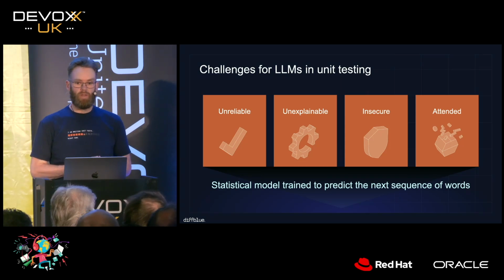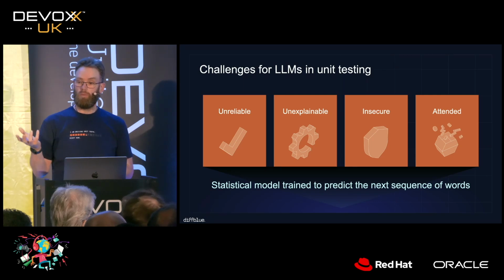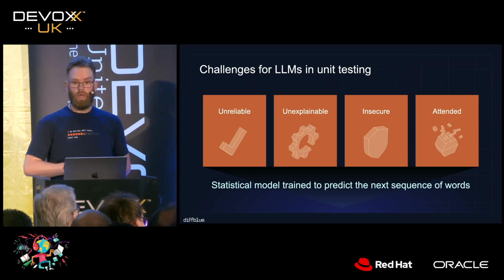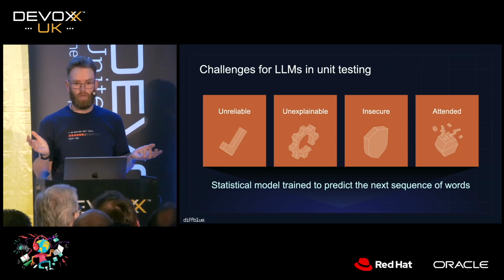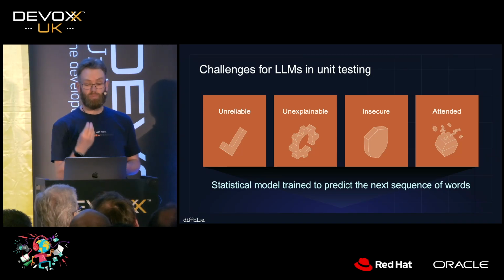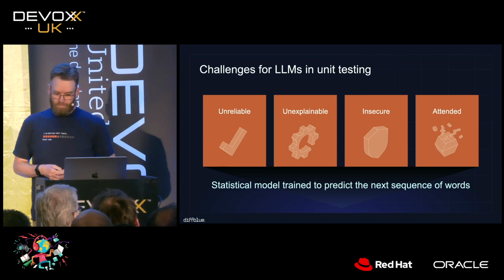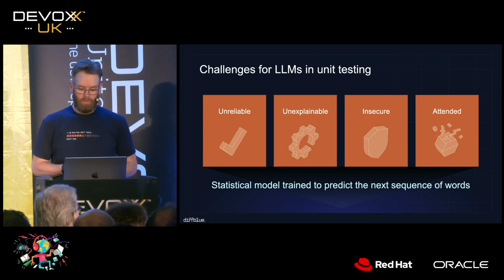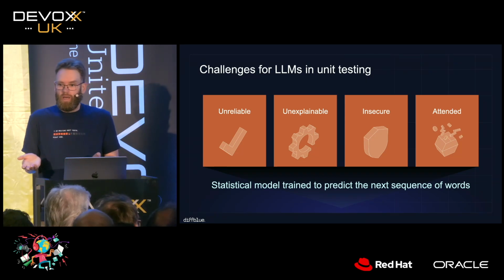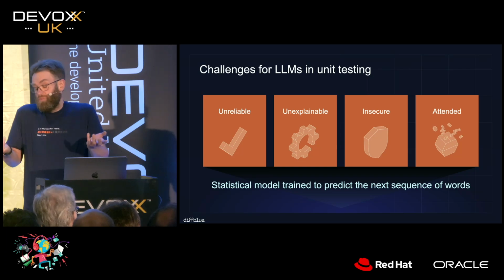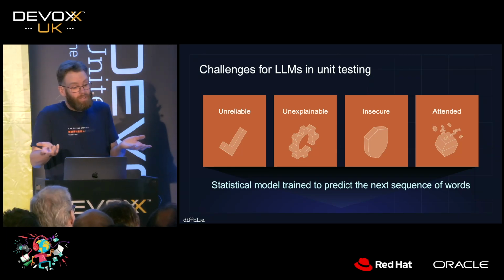So if it has never seen a library that you're depending on, it will have no idea how to interact with it. Right? Again, I see a few nods. People have experienced this problem before. Right? LLMs are also unexplainable. It can't tell you why it's giving you the answer. It just says, that's the answer you're getting.